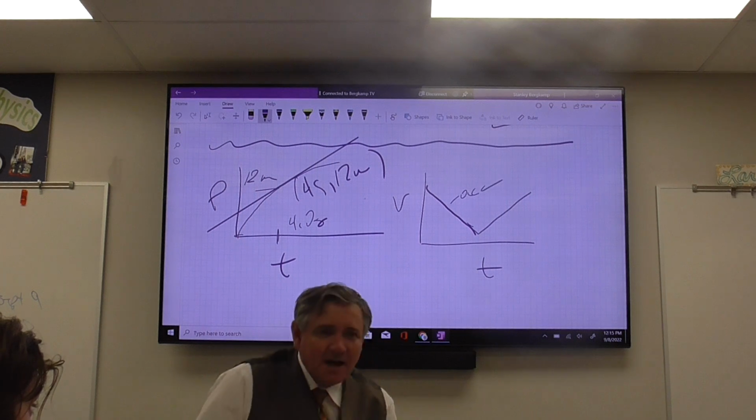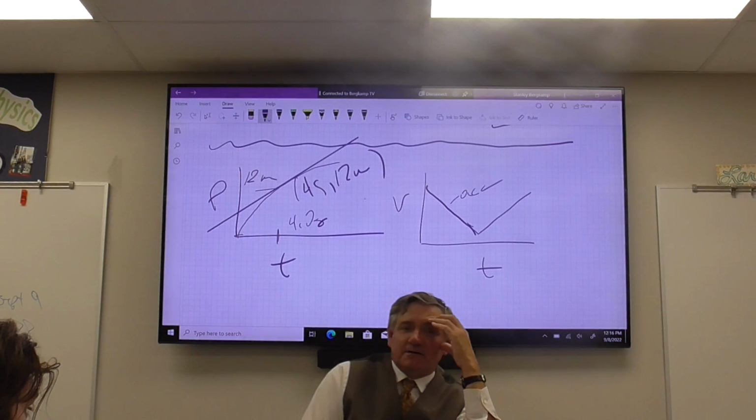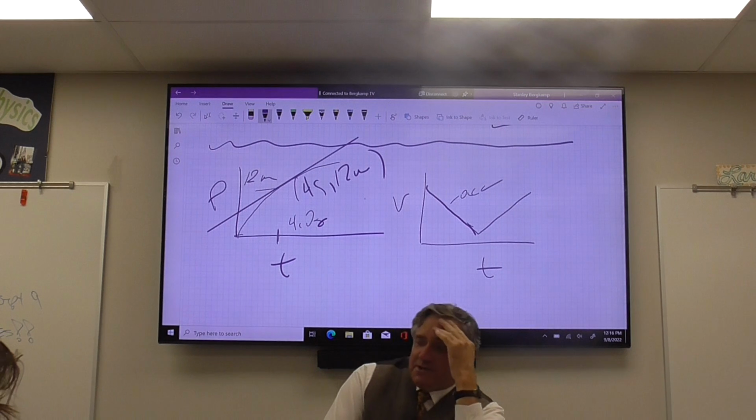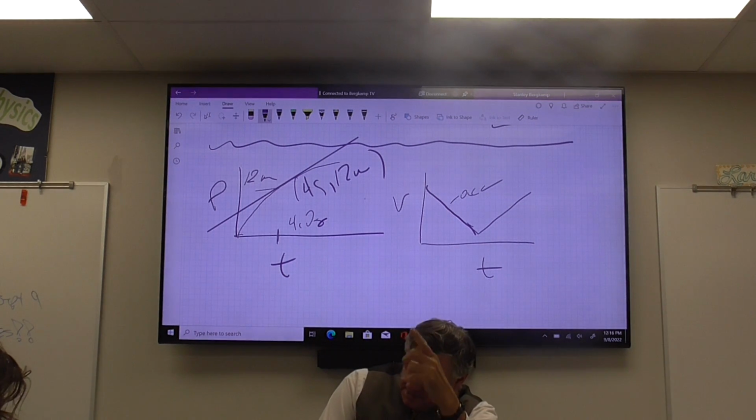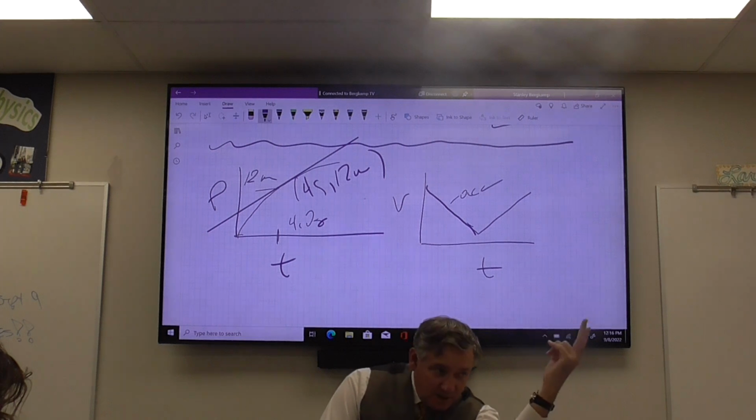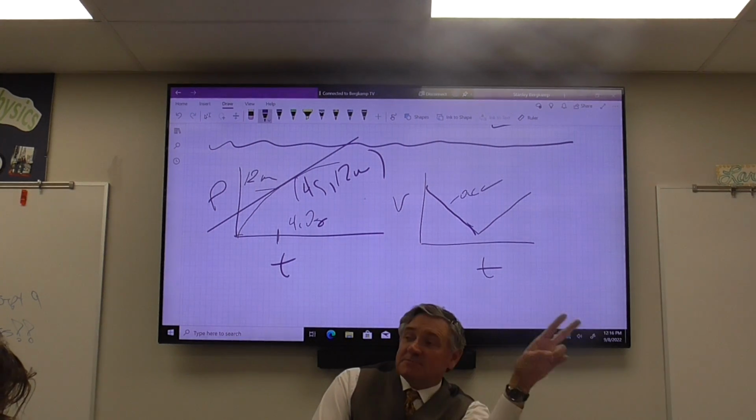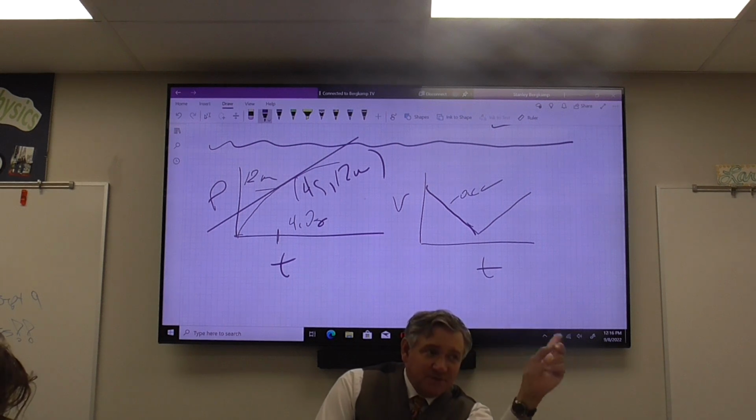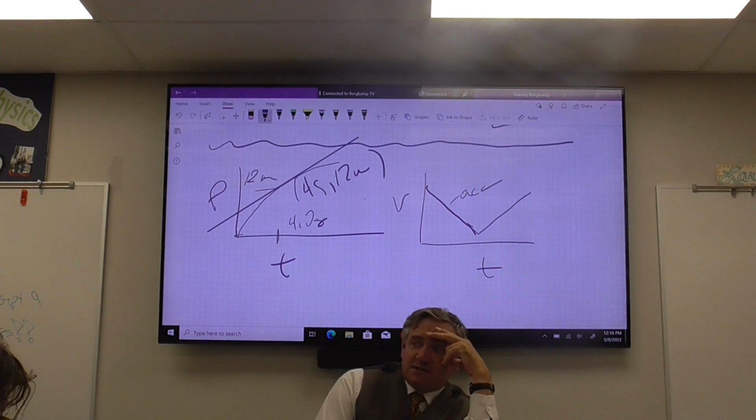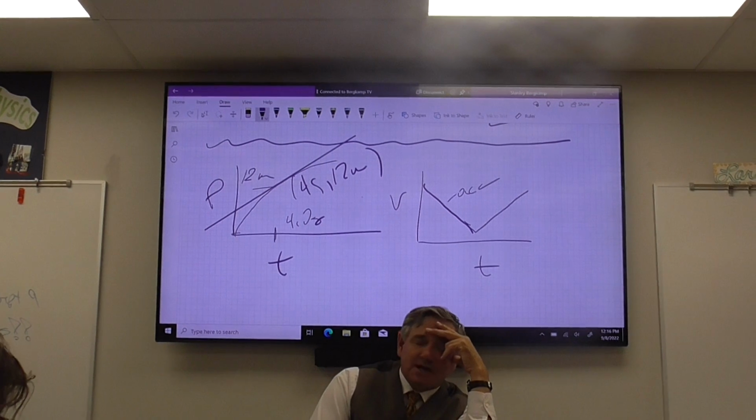True? That is true. Am I speeding up or slowing down? Slowing down. How do you know? Velocity is positive. The acceleration is negative. They have opposite signs. You are slowing down. Is there any exception to that rule? Can you ever speed up if velocity and acceleration have opposite signs? No, zero, zip, none. Can't do it.